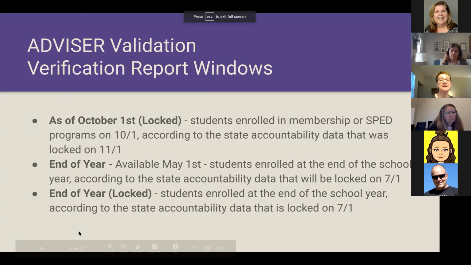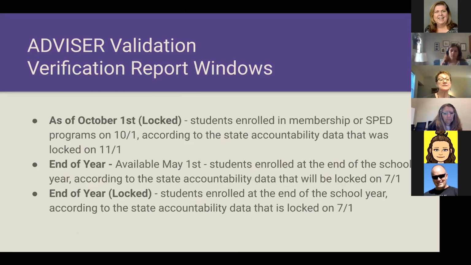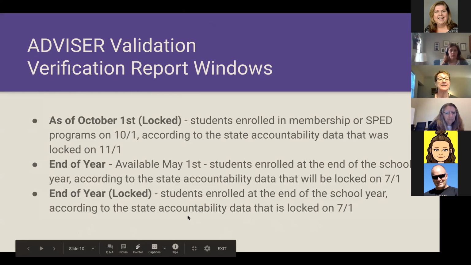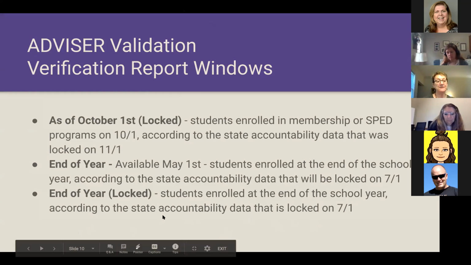So this was the data that we used to report and was according to the state accountability data. Right now there is an end of year reporting window available. And these are the students that are enrolled at the end of the school year. This is the data that will be locked on July 1st. And on July 1st, you will see an end of year locked data.